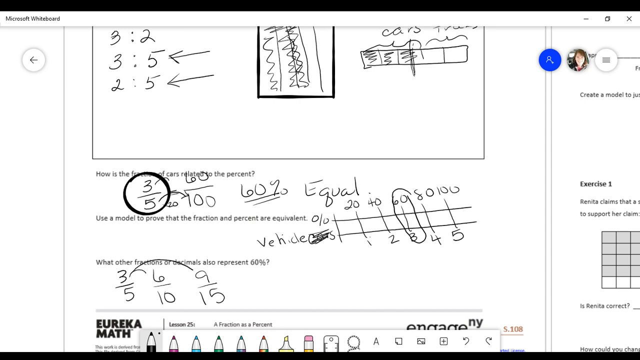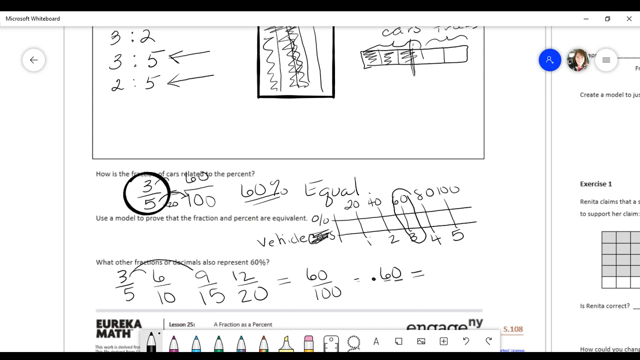Well, again, what if I do it by 4? 3 times 4 is? And 5 times 4. And you could go on forever. All of those are the same thing as 60 over 100, 60%. We could also have written that as 60 hundredths, so 0.60.